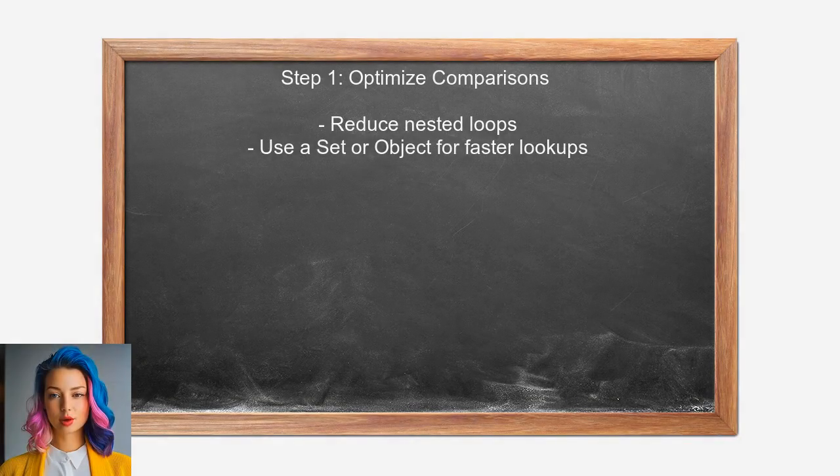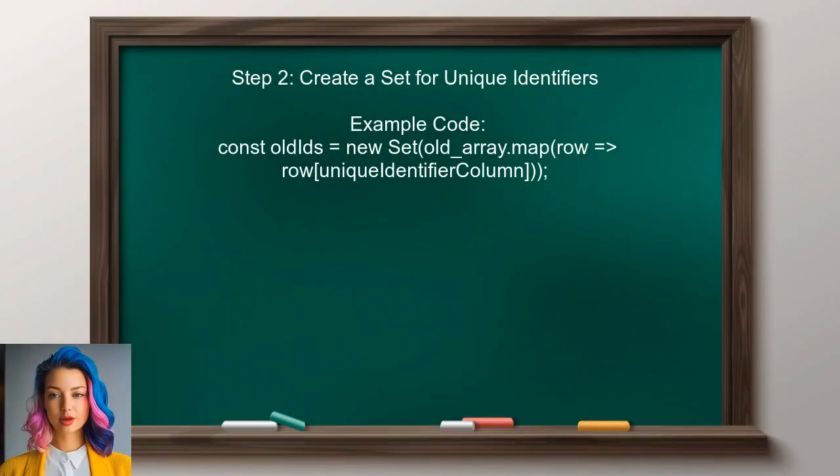To begin optimizing the script, the user should focus on reducing the number of comparisons made between the two arrays. Instead of using nested loops, we can utilize a more efficient data structure. Next, the user can create a set from the old spreadsheet's unique identifiers. This will allow for quick checks to see if an identifier from the new spreadsheet exists in the old one.